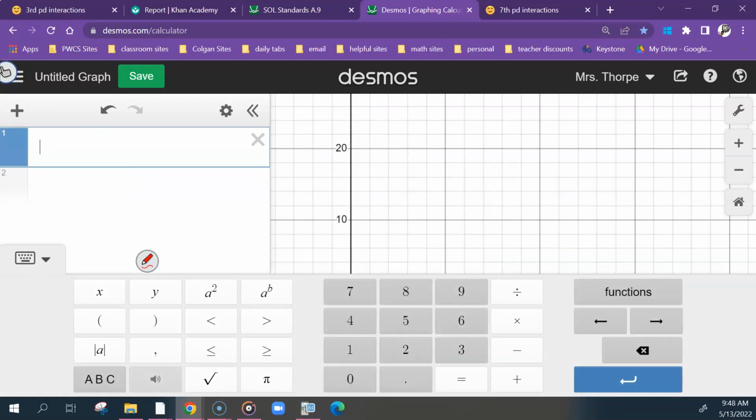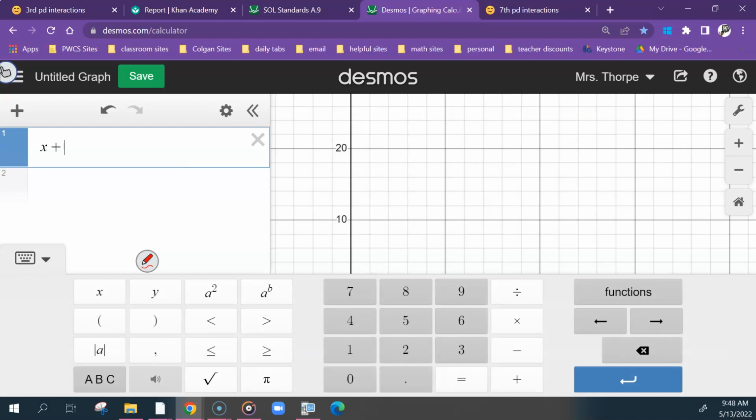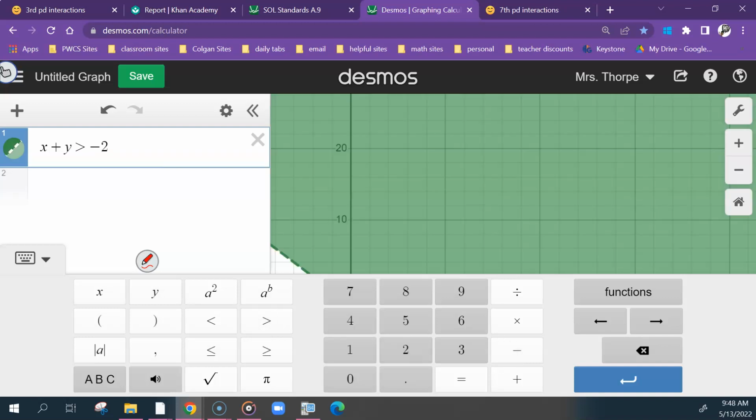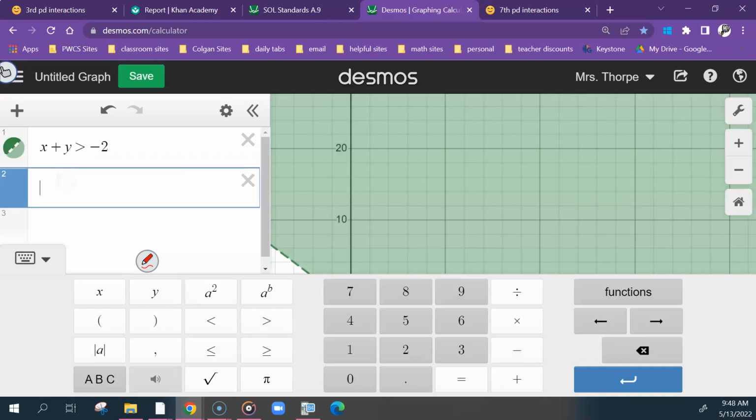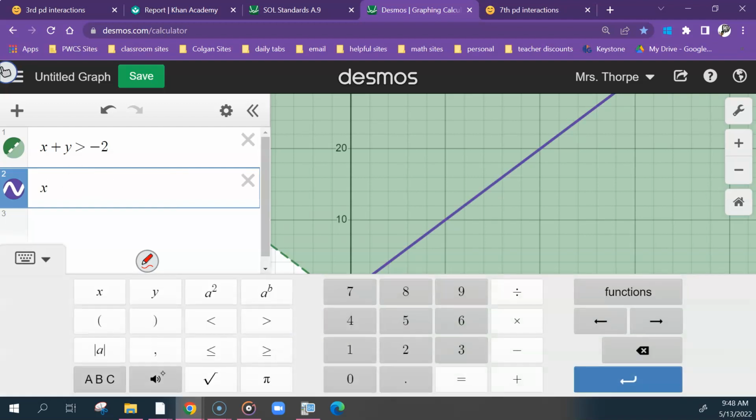So for 16, it says graph the following system of inequalities. So I could put these in exactly as is, x plus y is greater than -2. And it will graph that, shade it for me. And then the next one, do the same thing, x minus y is greater than 3.